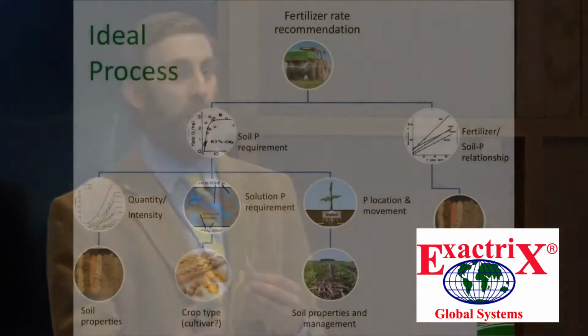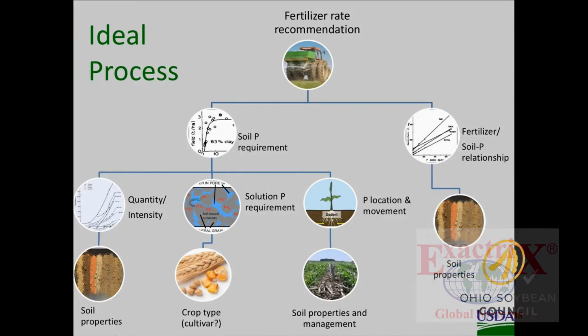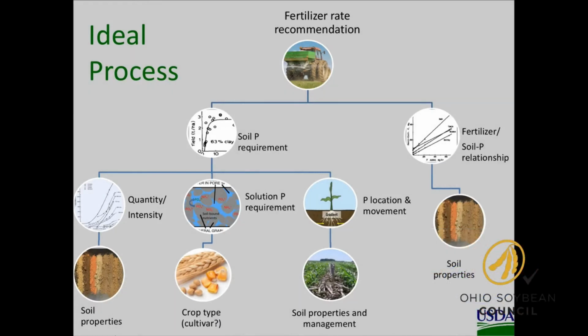You can't see this, but at the top, our fertilizer rate recommendation is ultimately what we're after. We want to know how much phosphorus we need to apply. That's the bottom line, right? Well, ideally, if we had all the information at hand, we know it's a function of the soil phosphorus requirement. What does the soil phosphorus level need to be? And what's the fertilizer phosphorus-soil P relationship? How much will an incremental addition of phosphorus increase the soil test level?